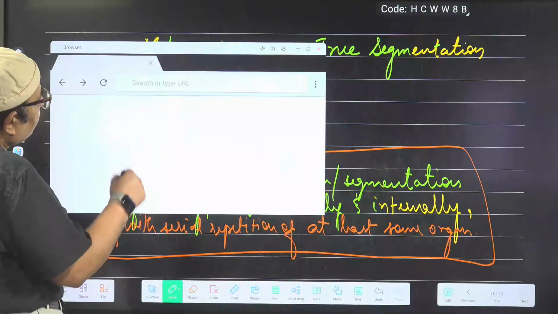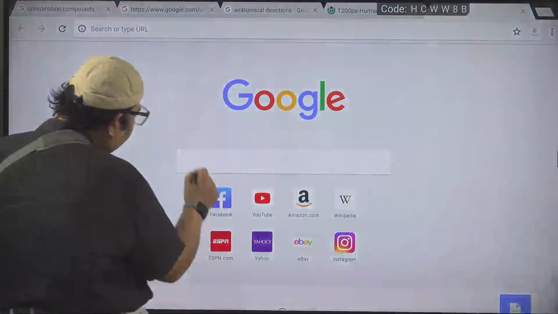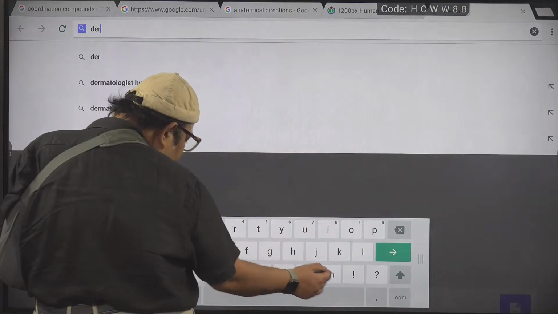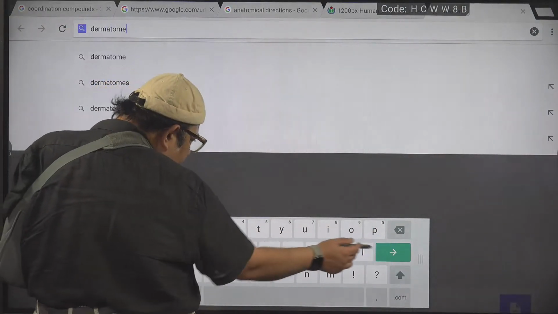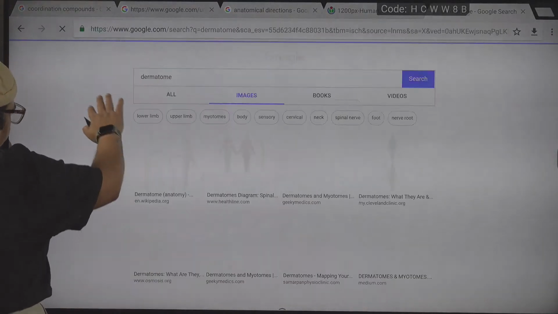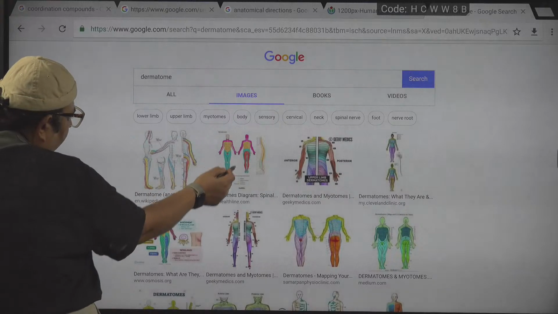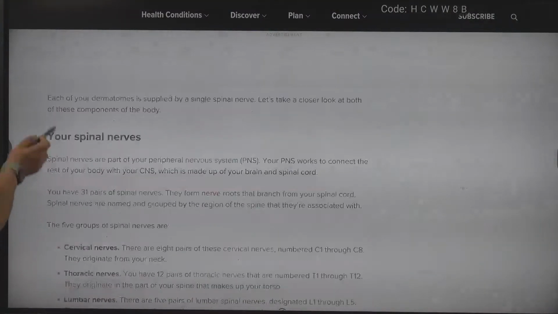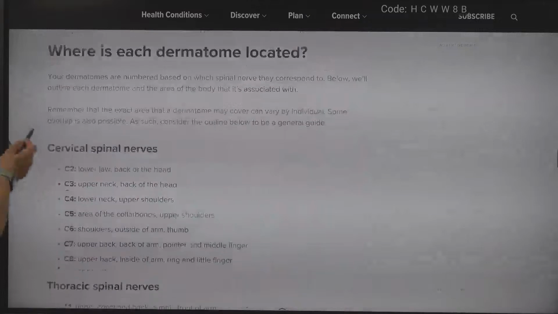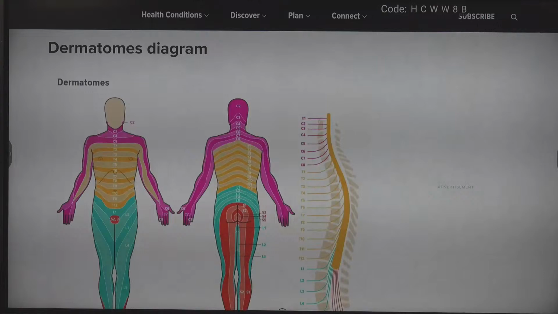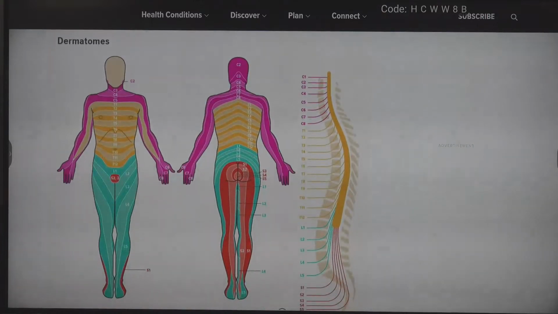The more you learn about the body, the more you discover. For example, you can just Google the word dermatome. Right now it is not to be understood in detail, but I'm just giving you a pictorial idea of where the body can be seen divided into segments. The dermatome means the nerve supply of an individual part of the skin. So here we can see the dermatome diagram. You can see how it is being segmented.